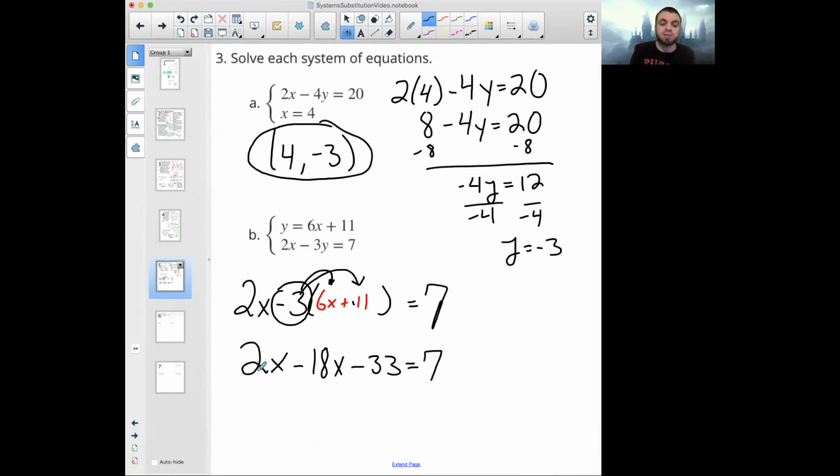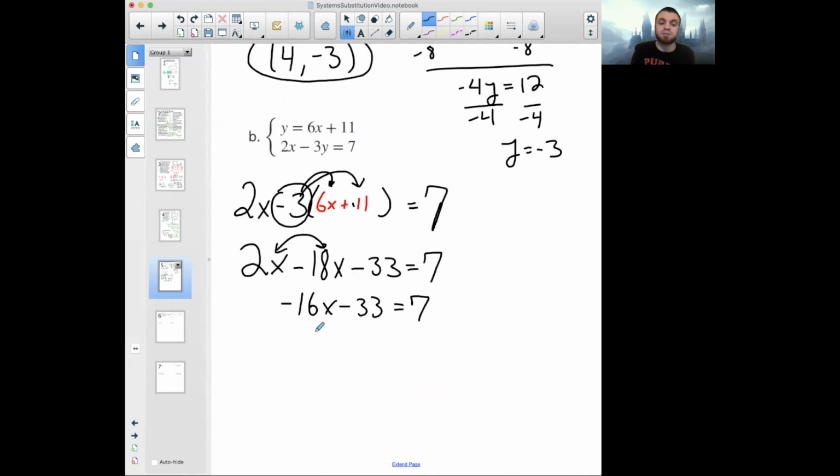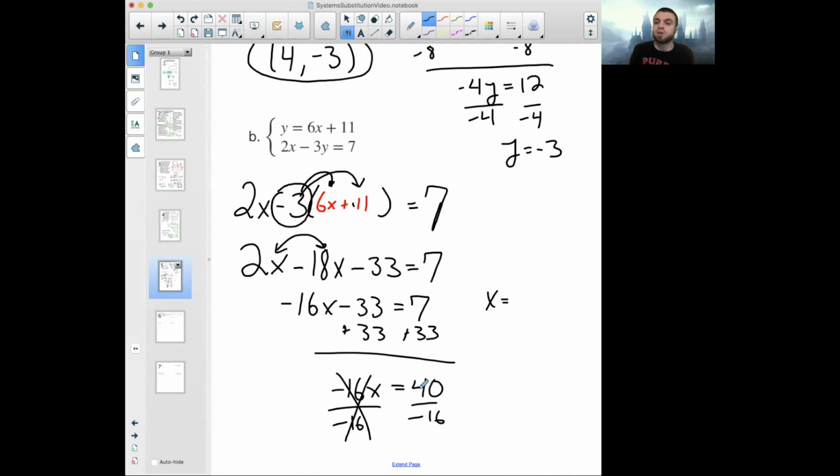Hopefully that helps. Okay, now I'm going to combine like terms. These are my like terms. Negative 16x minus 33 equals 7. Now I'm going to add 33 on both sides. Negative 16x equals 40. And then finally, I'm going to divide by negative 16. So I get x equals, if I divide by 4, I get 10 over negative 4. If I divide this by 2, I get 5 over negative 2. So I believe negative 2.5.